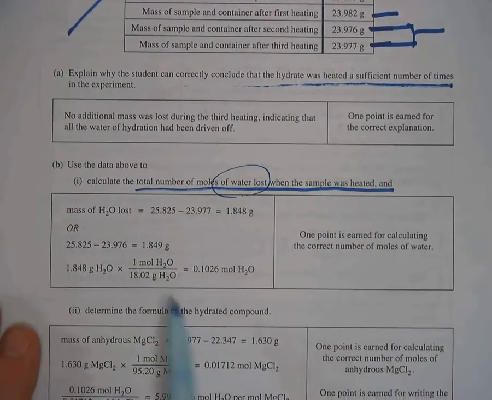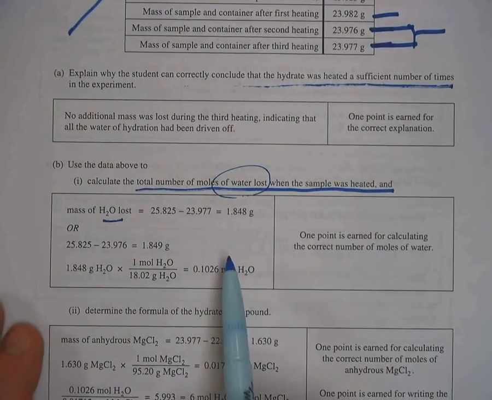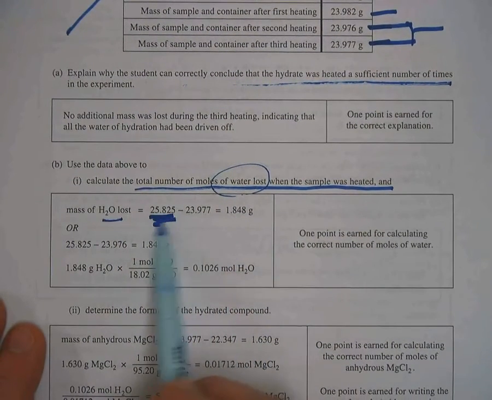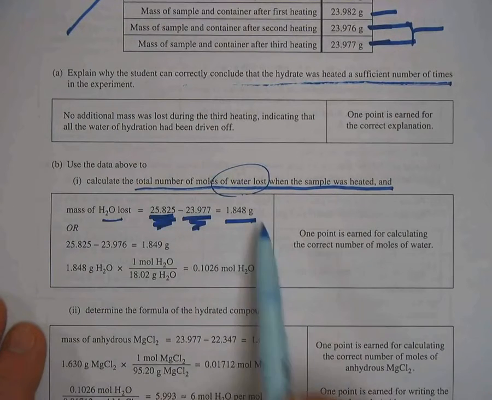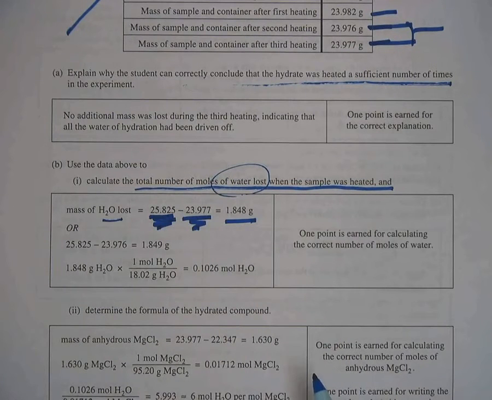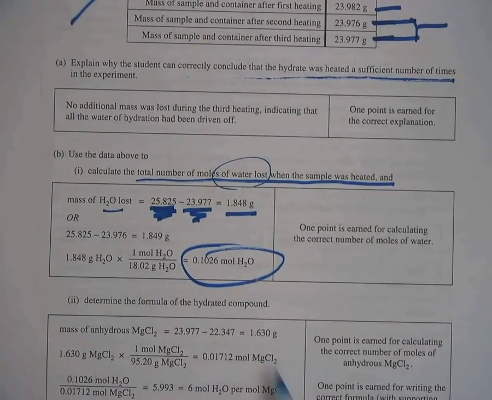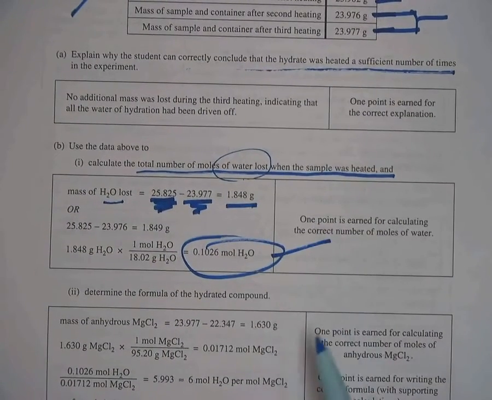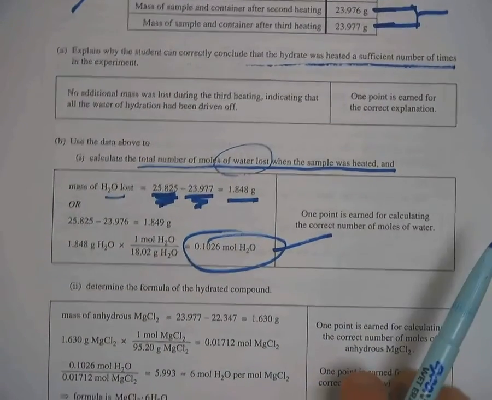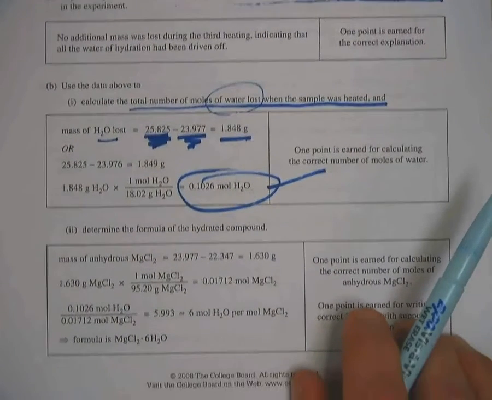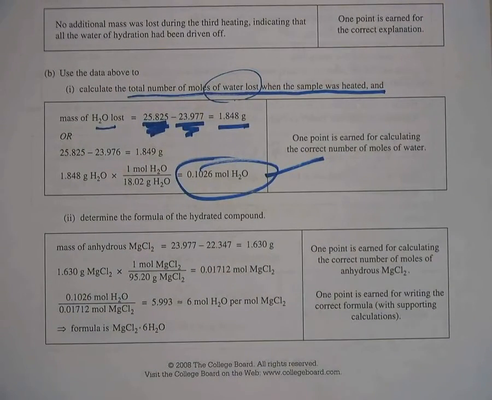Next one, calculate the total number of moles lost when the sample was heated. Moles of water lost. So the mass of the water lost needs to be found first. So here's your starting mass. Here's your ending mass. 1.848 grams were driven off. Now you need to take that and convert it to moles. 18 grams in 1 mole. Here's my moles of water. So once again, convert from grams to moles. Simple problem, simple point.